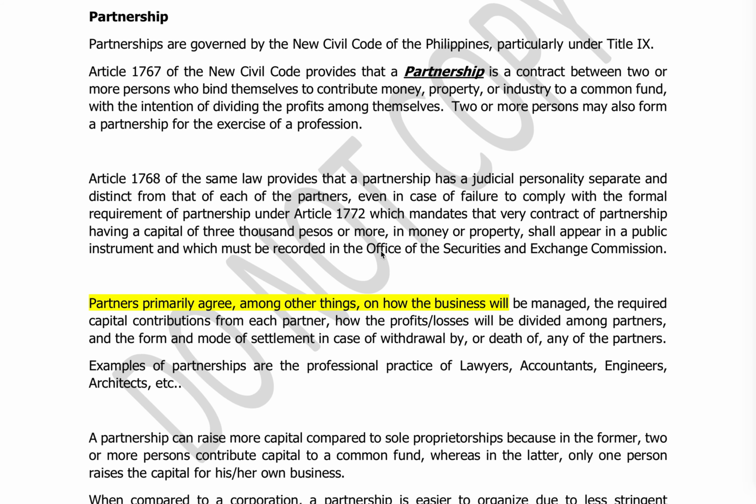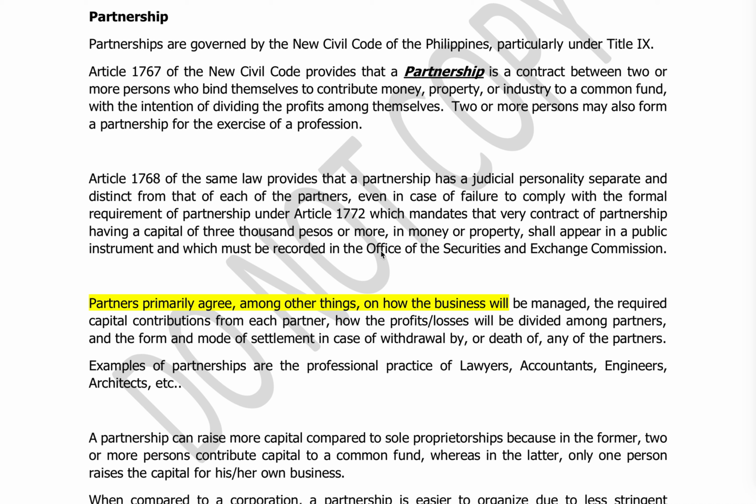Now, pag partnership, di ba naalala nyo na sinabi ko, pag sole proprietorship, there is no separate juridical personality. Pero pag partnership, Article 1768 provides that a partnership has a juridical personality separate and distinct from that of each of the partners. And in case of failure to comply with the formal requirement of partnership under 1772, which mandates that every contract of partnership having a capital of 3,000 or more shall appear in a public instrument and which must be recorded in the SEC. Ano ibig sabihin nun? Haba naman nun. Sabi lang dyan, pag ang partnership ay nabuo, merong separate juridical personality.